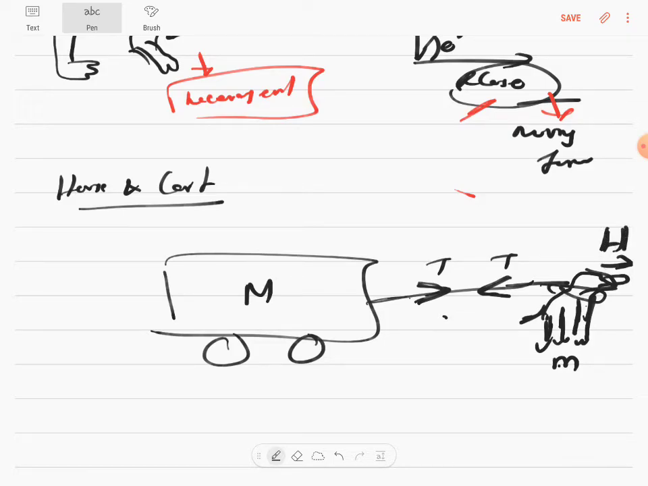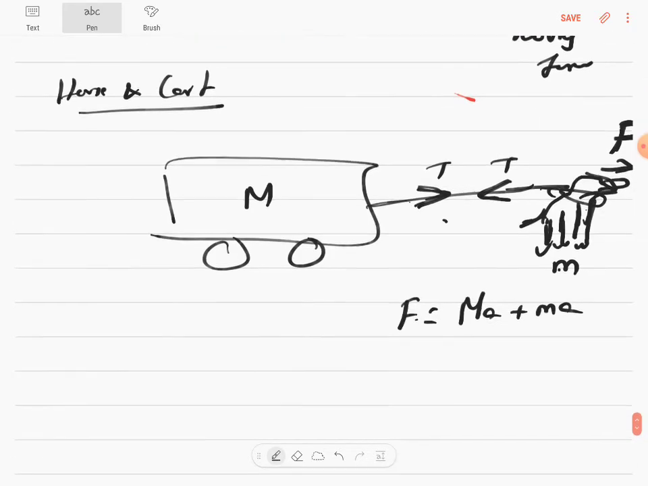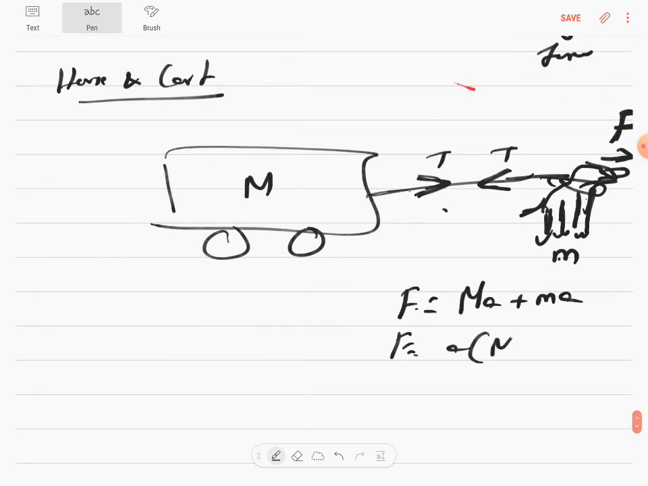Why can't we keep the force as capital F? Why should we keep it as H? Let's keep it as capital F, which is the net force with which the horse is going to pull. So this is the capital M, this is a small m, and the force will be equal to capital M into A plus small m into A. So force therefore is A into capital M plus small m.